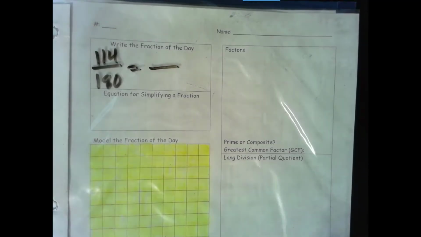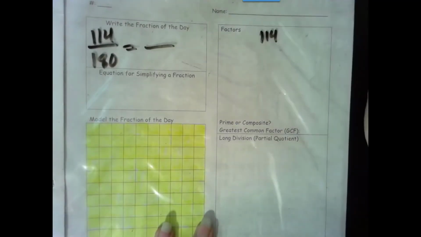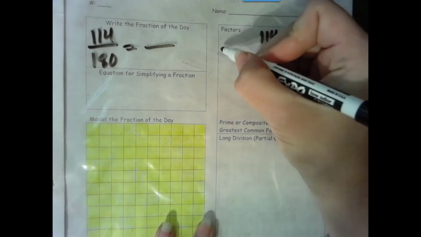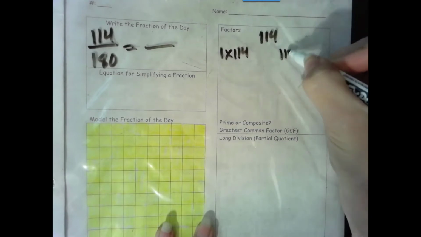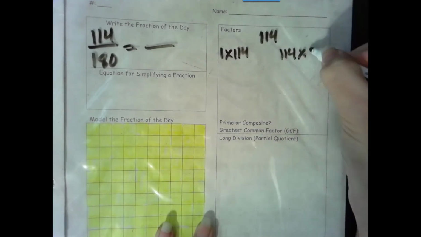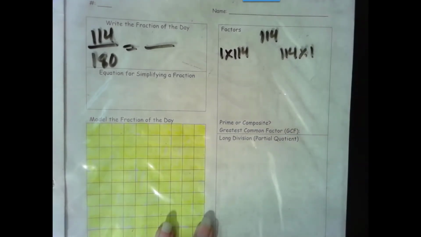Okay, so let's find the factors of our numerator, 114. Two factors we always know are 1 and the number itself. And using the commutative property of multiplication, 114 times 1. Now we're going to go through our divisibility rules and we're going to go in order so we don't miss any possible factors.